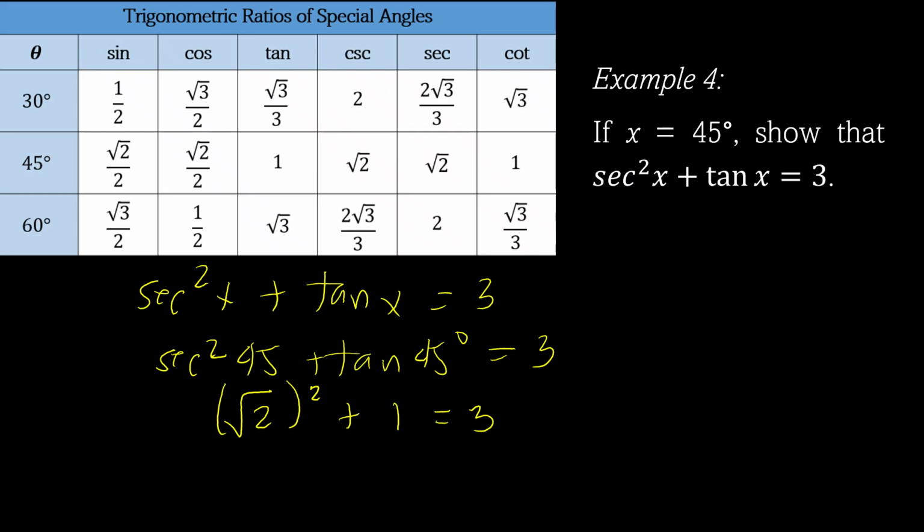Square root of 2 squared, makakancel siya. So matitira yung 2 plus 1 equals 3. 2 plus 1 is 3. So they are equal. We have shown that secant squared x plus tangent x is really equal to 3.